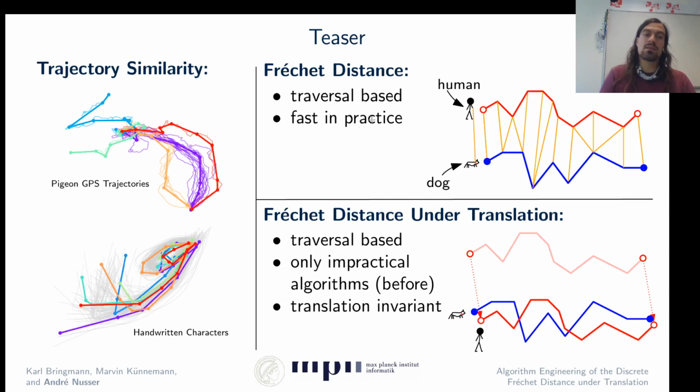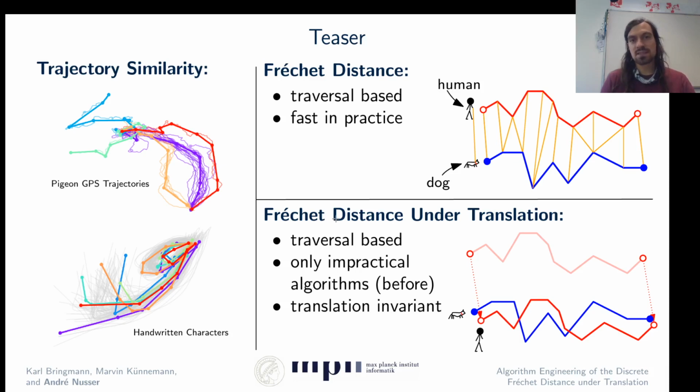And in these scenarios, you actually want to have a similarity measure, which usually requires the usage of the Fréchet distance if the points are ordered. At least that's the most popular measure. It's traversal based and it's also fast in practice. And normally it's explained by a human and a dog, which are connected by a leash and walking alongside those trajectories. And then you want to minimize the leash length that they have, and they're only allowed to walk forward. Later I will give a better definition, but this is just for the teaser now.